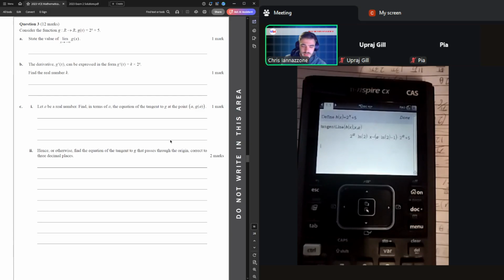Anything to clarify further about that? If not, feel free to move on to part II, hence or otherwise. It's an important keyword. That'll also imply an easier way versus a harder way.